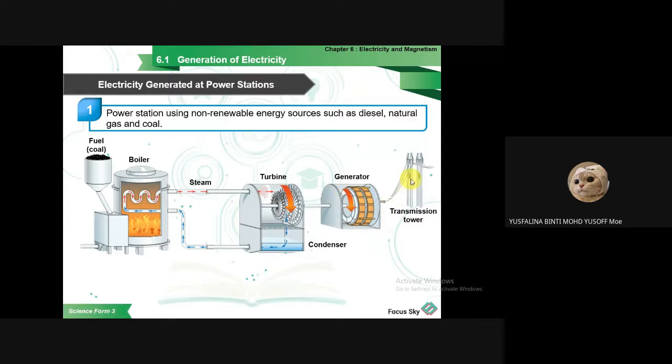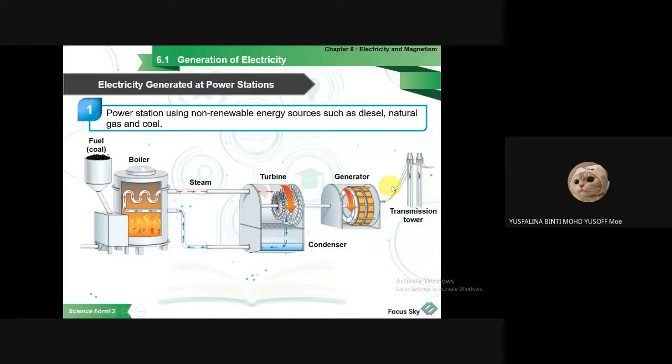So the first one I said, inside of this actually they got water. There's a fuel here, coal, so we burn the fuel or coal, and then the water will become steam. When the water becomes steam, steam is a very high pressure. So the high pressure of steam will rotate the turbine, and then the turbine will rotate the generator, and then the generator will produce the electricity and then goes to the transmission tower.